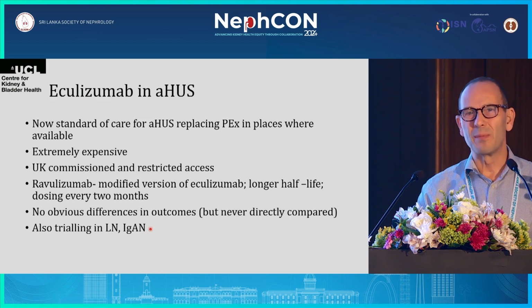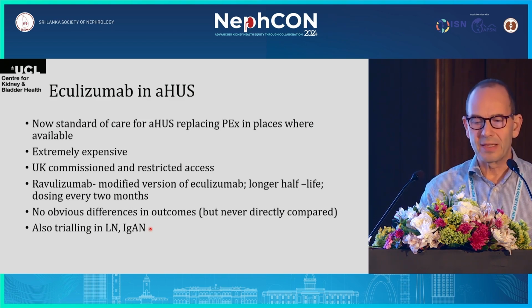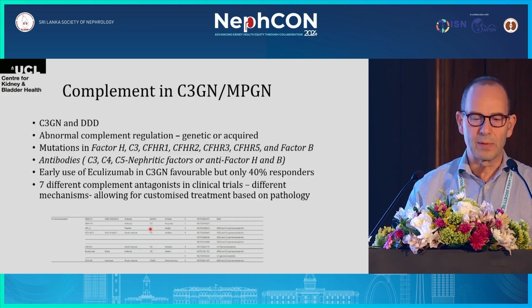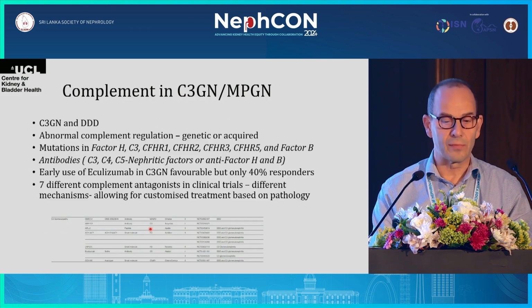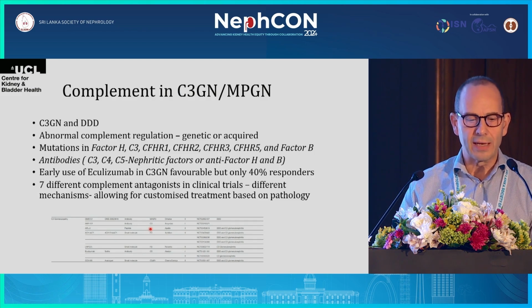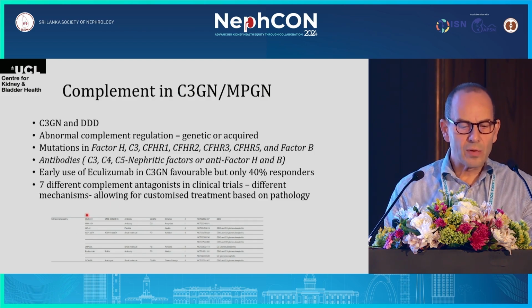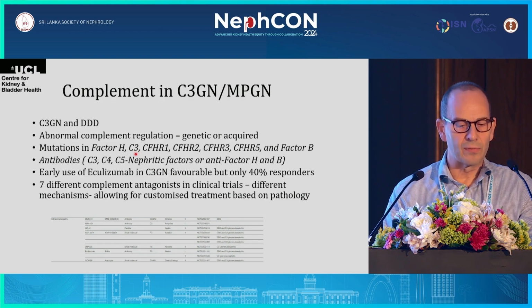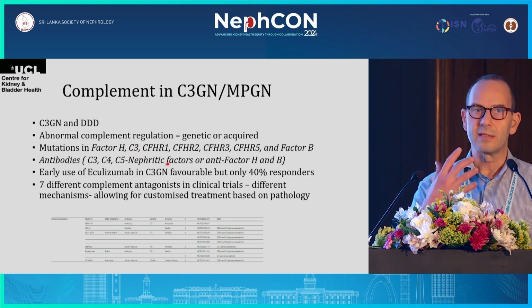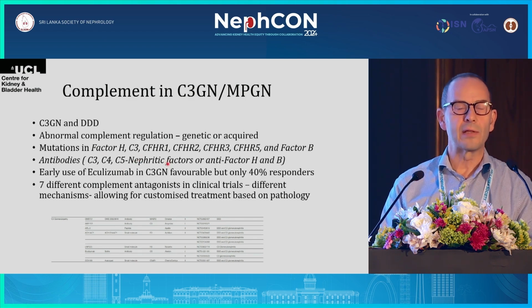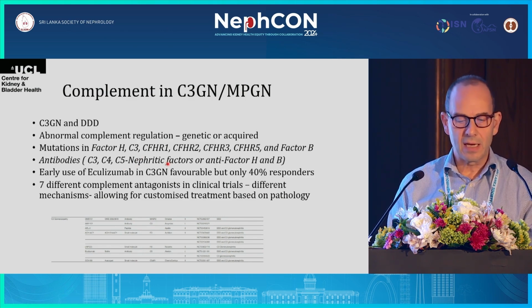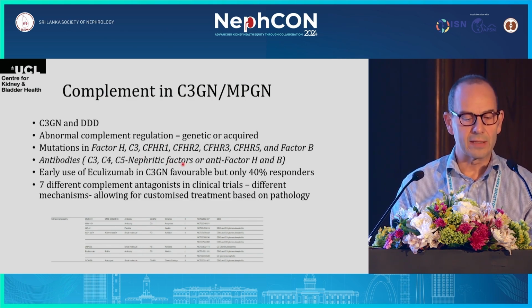So what about the most obvious disease that we could treat with complement antagonists? That's C3 glomerulonephritis or MPGN. We know that there is abnormal complement regulation in these conditions. We know that there are a number of abnormalities or antibodies to these complement regulatory proteins. And we know that there are nephritic factors that might be present that can stimulate and stabilize the C3b convertase, keeping the alternative pathway more active.